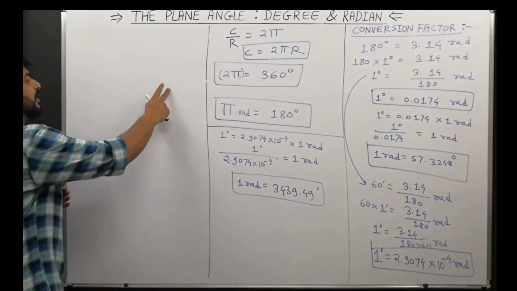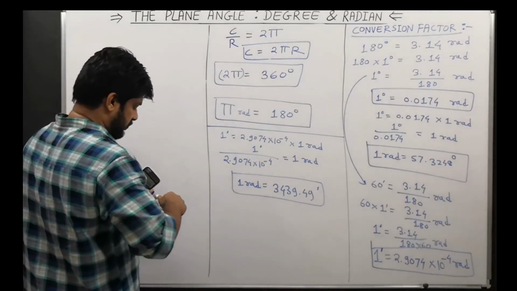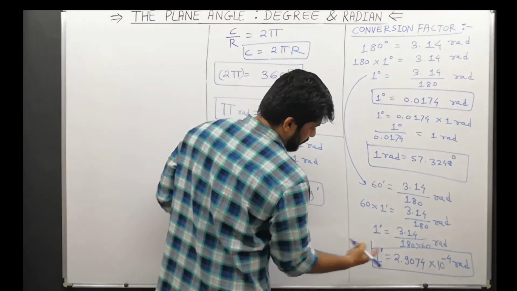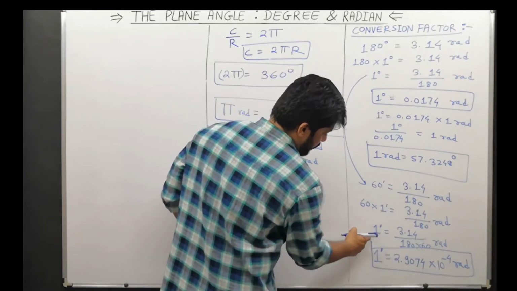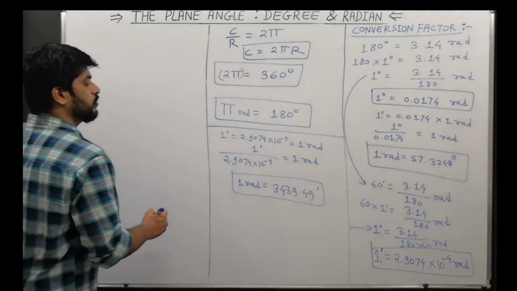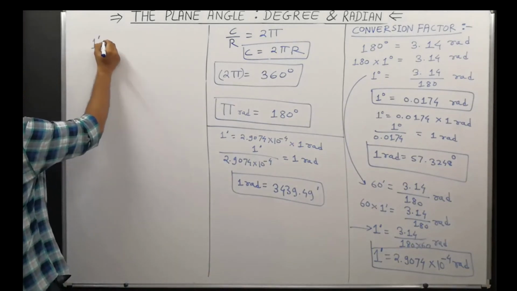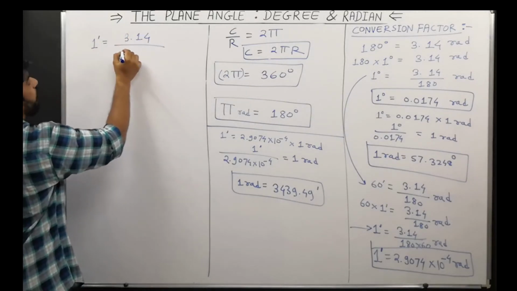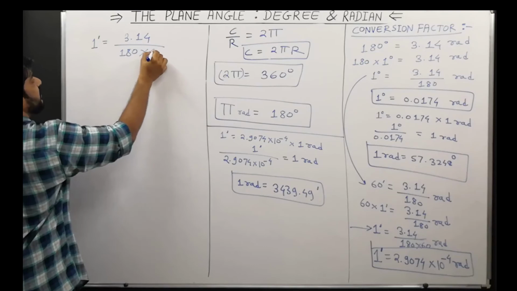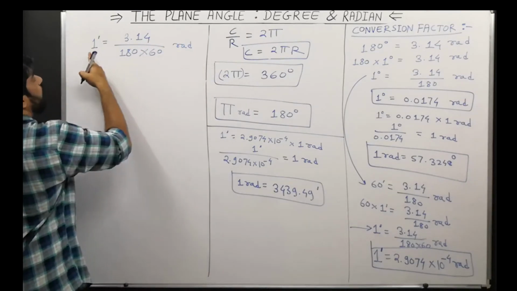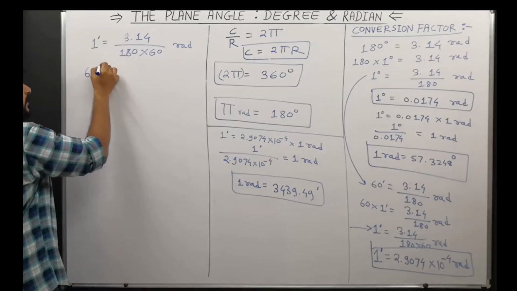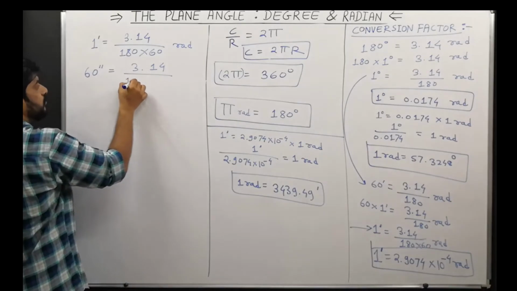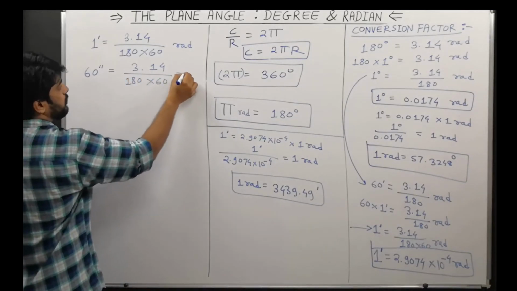So now let's move on and let's see what is a conversion factor between second and radian. So what I will do is I will use this equation right here. So you can see this is 1 minute, and 1 minute is equal to 3.14 divided by 180 into 60, right? That is in radians. Now 1 minute is equal to how much? It is 60 seconds, right? Just now we have seen. So this is equal to this much.